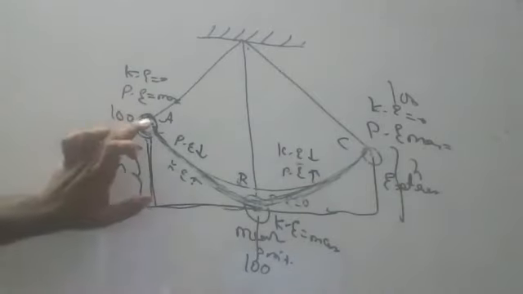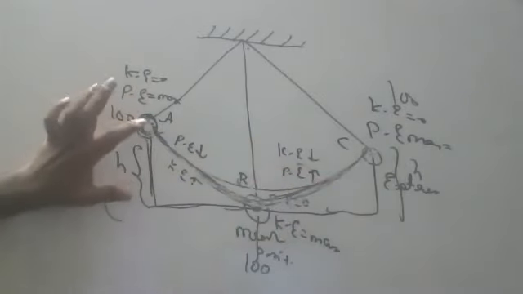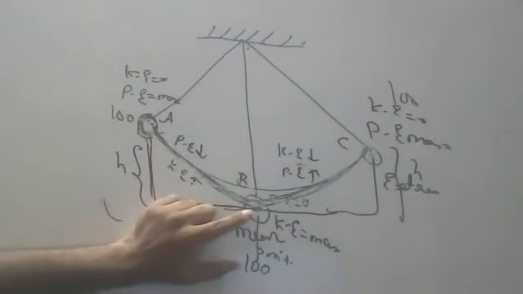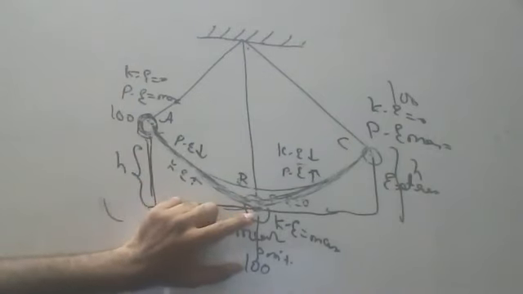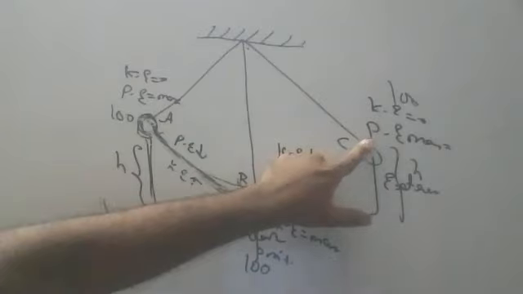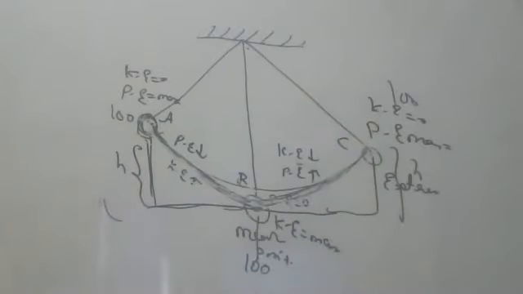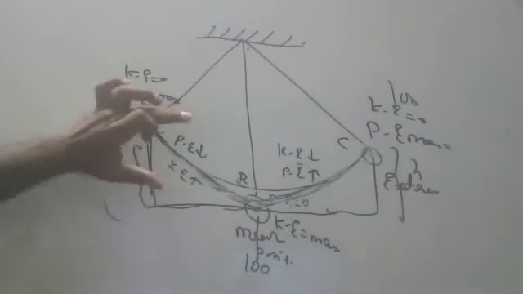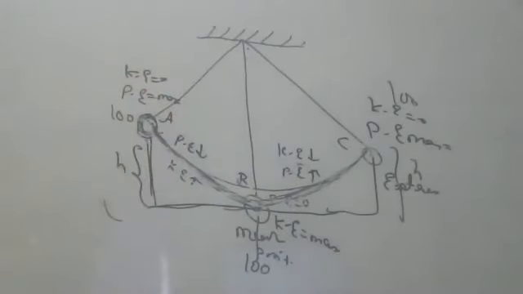Okay, you have to take 3 positions A, B, C. At A, kinetic energy is 0, potential energy is maximum. At B, potential energy is 0, kinetic energy is maximum. At C, potential energy is maximum, kinetic energy is 0. And anywhere in the middle, potential energy plus kinetic energy, called the total mechanical energy, is constant. Like that, you should write, children. Okay, this is the simple pendulum.